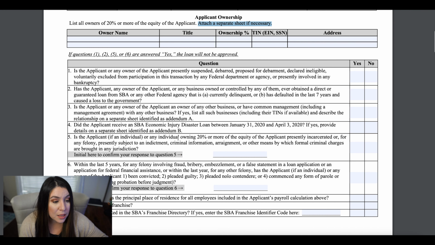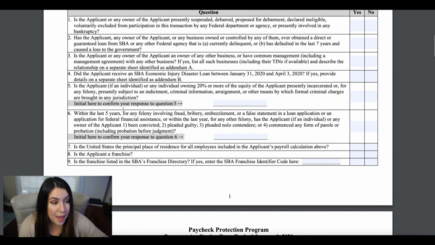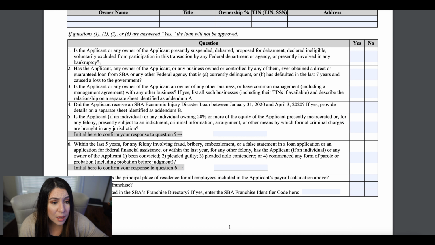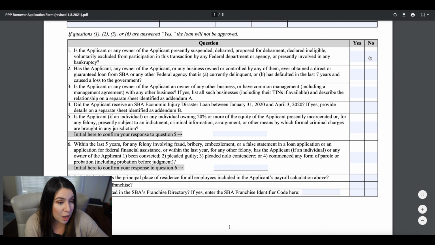And then unlike the first time they did PPP, they have these questions. They have 9 questions that you need to answer. The first one is: is the applicant or any owner of the applicant presently suspended, debarred, proposed for debarment, declared ineligible, voluntarily excluded from participation in the transaction by any federal department or agency, or presently involved in any bankruptcy? If any of these apply, you would select either yes or no.